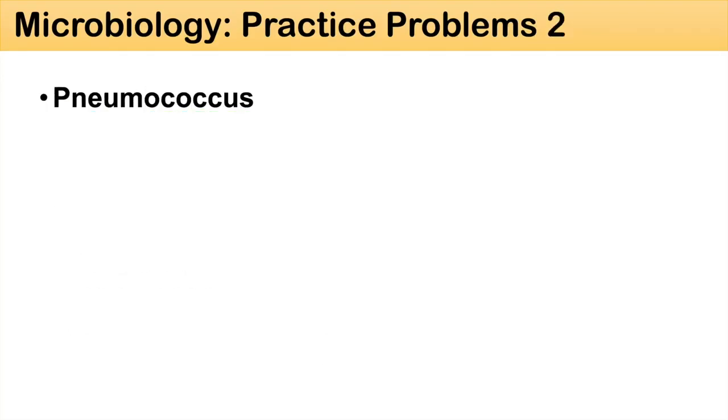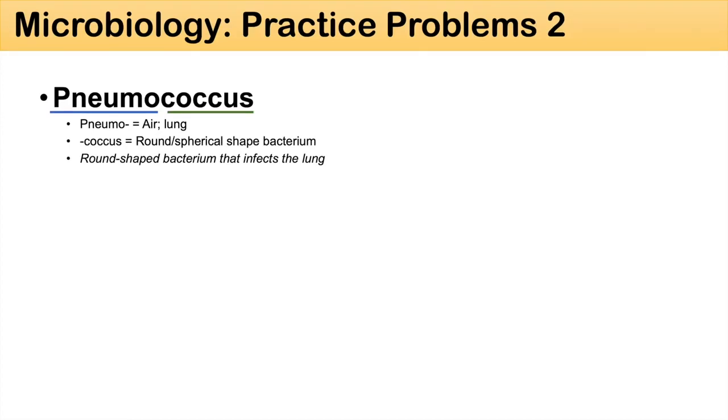So the next word we're going to look at is pneumococcus. If we break down pneumococcus, pneumo means air or lung. And we just learned that coccus means round, spherical-shaped bacterium. So pneumococcus means a round-shaped bacterium that infects the lung.